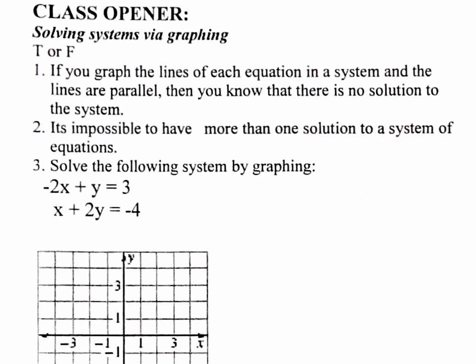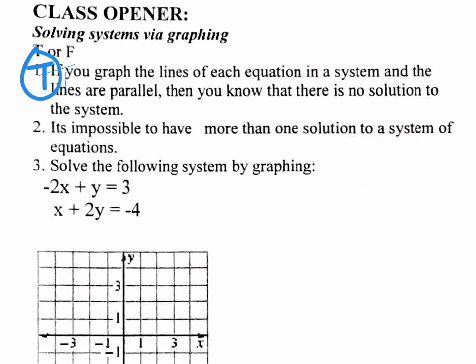Let's review by doing this class opener right here. True or false? If you graph the lines of each equation in a system and the lines are parallel, then you know that there is no solution to the system. True, that's right. Okay, so number one, true, right? Put a T right there for number one.